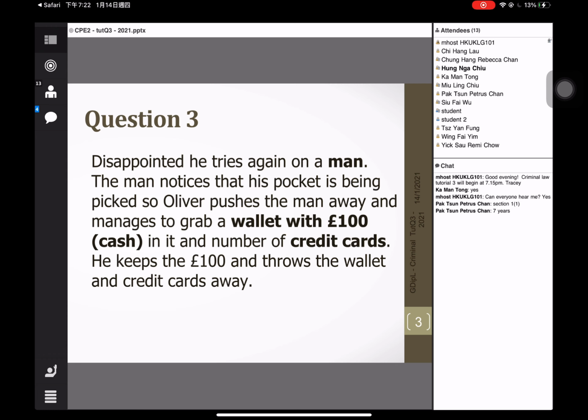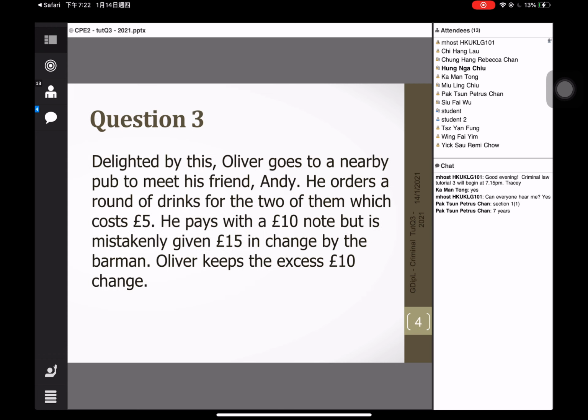So in the second paragraph, Oliver, delighted with this, goes to meet his friend Andy in the bar, and he orders a round of drinks. And this is perhaps slightly peculiar. The drinks cost £5, and he pays with a £10 note. So obviously he should get £5 back.